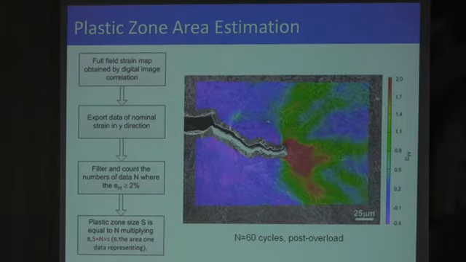And they estimated the plastic zone area. I think there was a presentation on this yesterday, but in their case they simply use strain, not convert it to stress. So essentially from DIC you can get the space map and the strain map, and from the strain map they look at the nominal strain, which is also the maximum principal strain. Then they filter and count the number of data points, which is the data in the subset, I think, where the strain is larger than 2%. And they calculated the total area based on this. So this is the calculation.